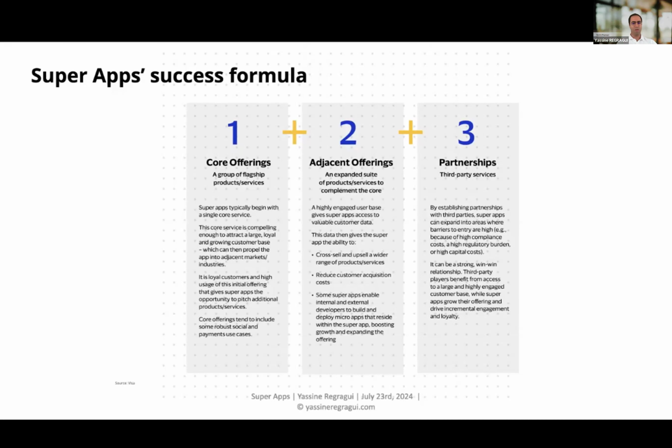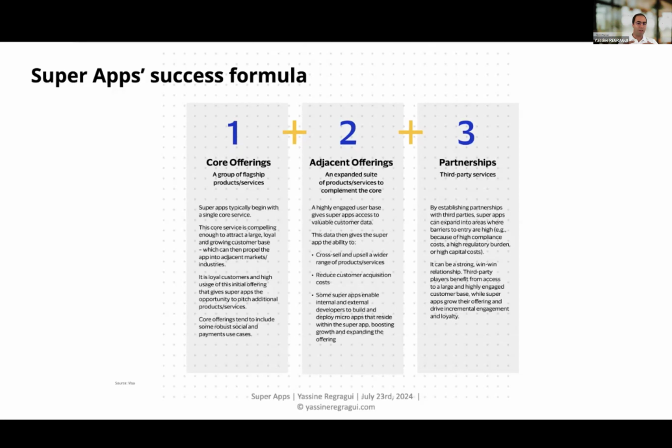Now, if we see it from a more global perspective, super apps have, let's say, a success formula, and Visa summarized it quite well. First thing is to have a core offering. What is the core product that I offer? For example, Alipay is payments, and then they offer different services afterwards. But payments was the first one. WeChat was chat. Grab was ride hailing.